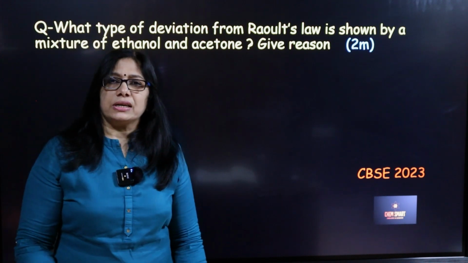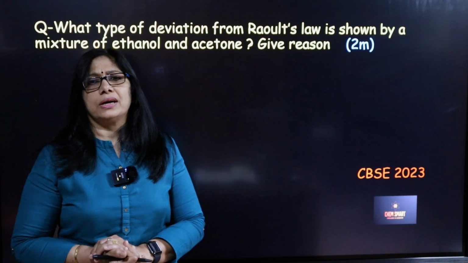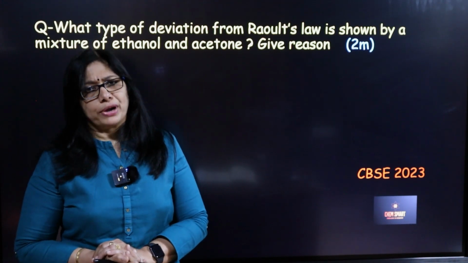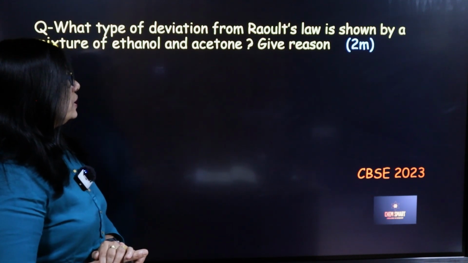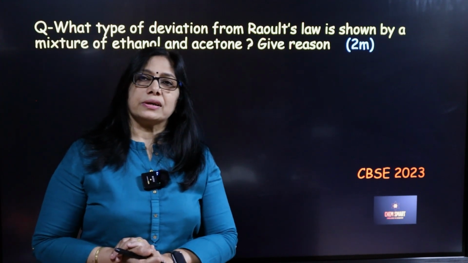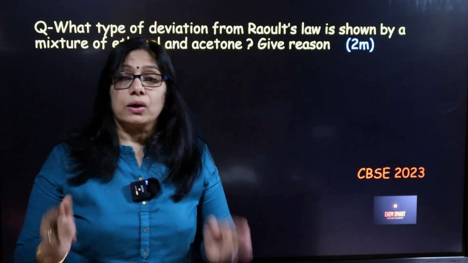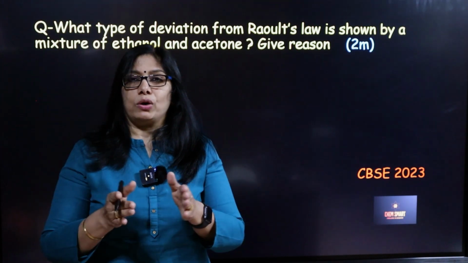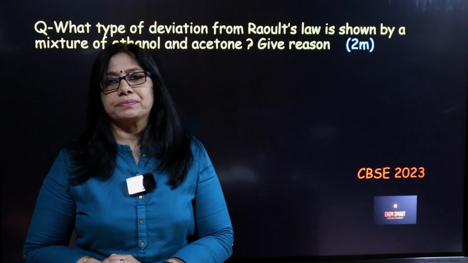Next question is a descriptive one for 2 marks, and it is also a very important question for the board exam. What type of deviation from Raoult's law is shown by a mixture of ethanol and acetone? Give reason. If you take pure ethanol, there are hydrogen bonds between ethanol molecules. Means pure ethanol is hydrogen bonded.